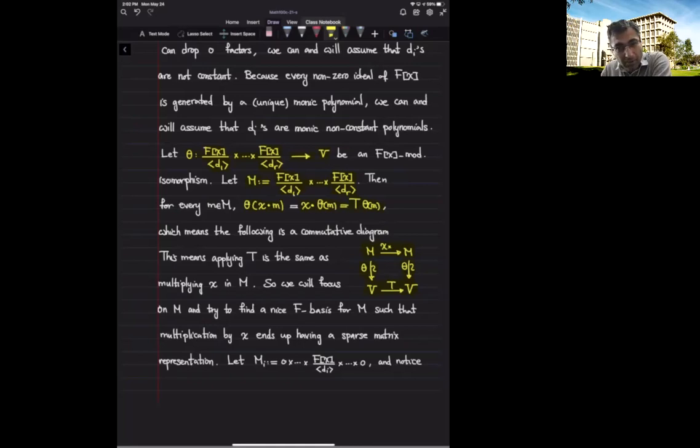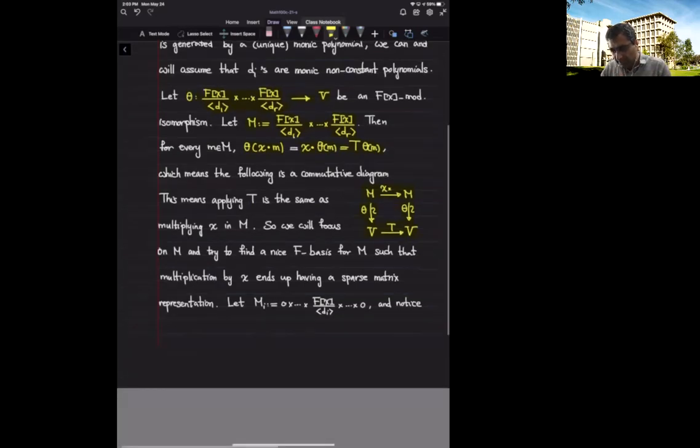So that's how this F[x]-module structure is going to help us. Because now all of a sudden I have this concrete F[x]-module, and we have this concrete transformation of multiplication by x. And for this particular linear transformation, I'm looking for a sparse matrix representation. Okay, so let's see how this can help us.